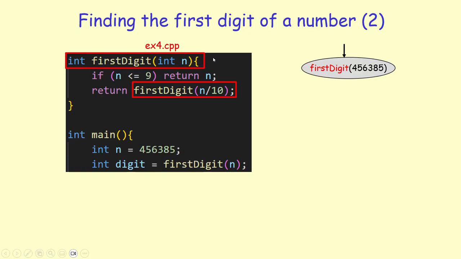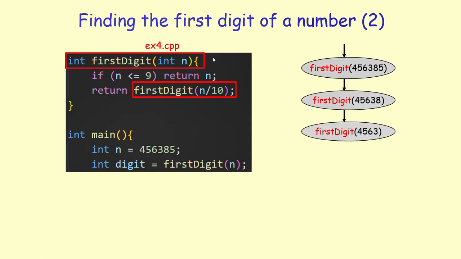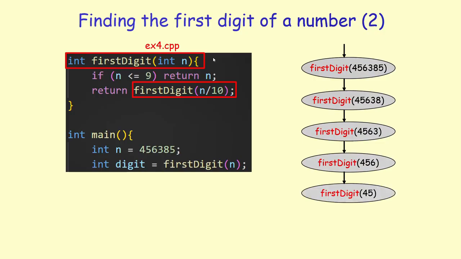So let's run this code with the number 3456385. Again, we enter the recursive function. It is not the base case, so we peel off the last digit. So we are left with 345638. Again, this is not the base case, so we peel off the last digit. You're left with 34563. Peel off the last digit. You're left with 3456. Peel off the last digit. You're left with 345. Peel off the last digit. You're left with 34. When we enter this call, first digit with 3, we hit the base case, because n is less than or equal to 9, and n is equal to 3 in this case, so we just return n.